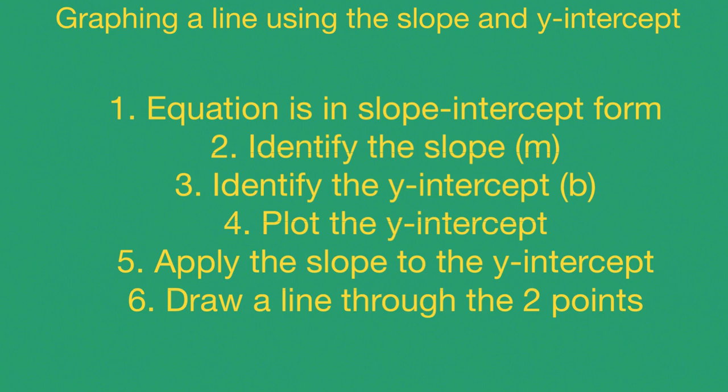Number one, make sure the equation is in slope-intercept form. Is it in the form y equals mx plus b? Is it solved for y? That is important. Number two, just like we just did, we need to be able to identify the slope. What's your m? Number three, make sure that you are able to identify the y-intercept, which is your b.